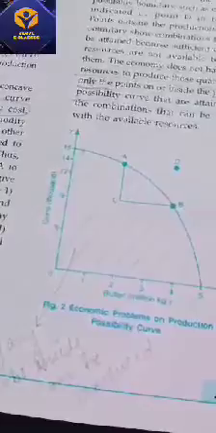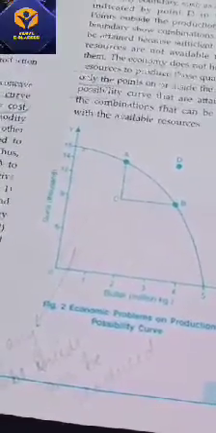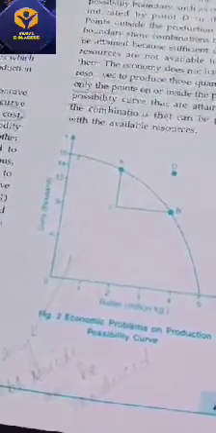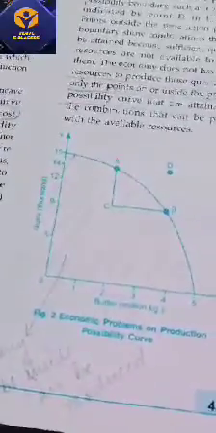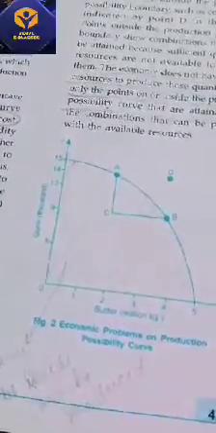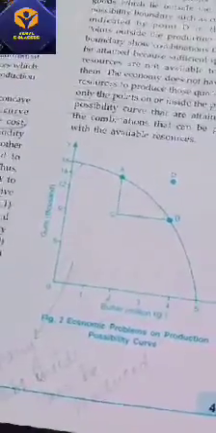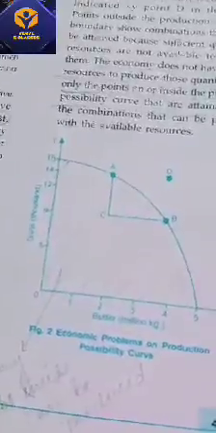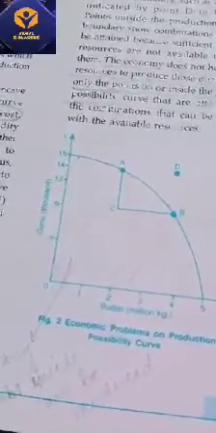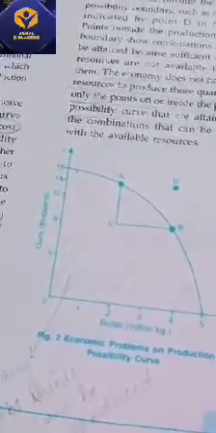Another thing here we observe is point D, which is lying outside the PPC. This point, that is point D, or the possibility of point D, is currently unattainable due to lack of resources and the lack of advancement in technology. Why am I sharing this? Because our next point will be in furtherance to this.